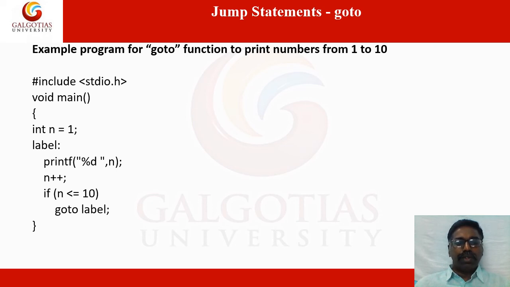The goto label will jump to the top, and again the print value will be printed, n is printed, n plus plus is there. Again n is going to be checked here. Only by means of this if statement we are checking, not this goto label. So it will unconditionally jump from here and there. Until n is less than or equal to 10, it will keep on jumping from bottom to top. All the code is repeated, and you can check the output 1, 2, 3, 4, 5, 6, 7, 8, 9, 10 will be printed, and then the program will terminate.